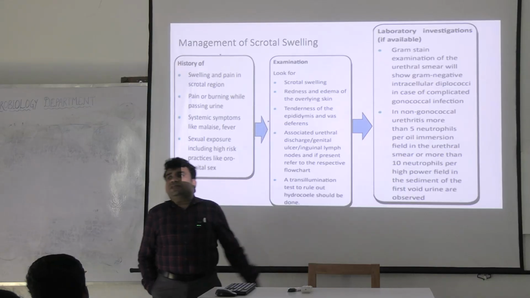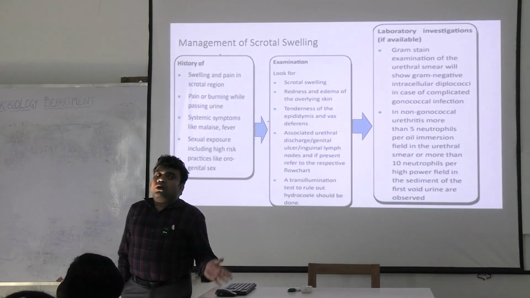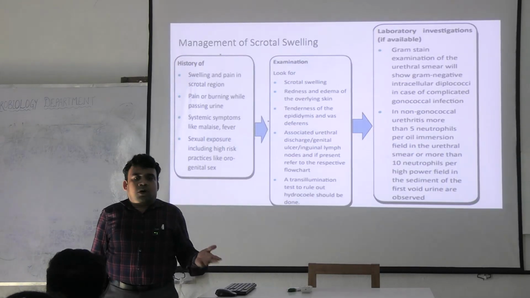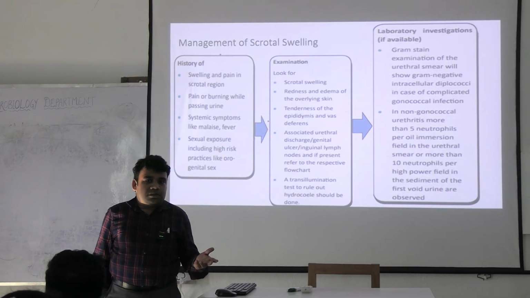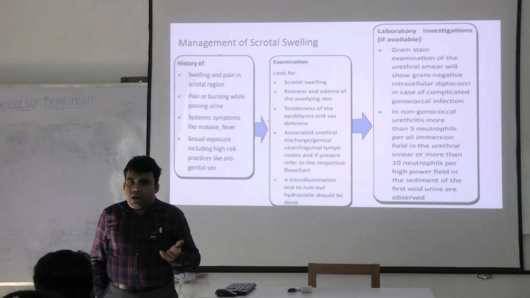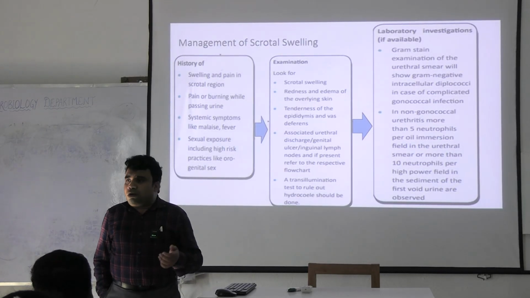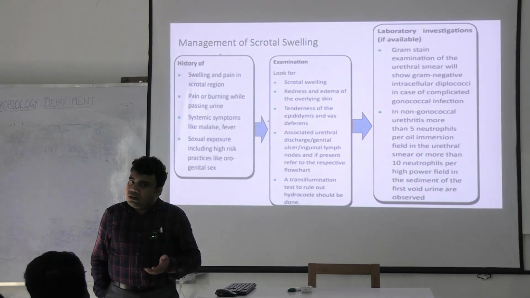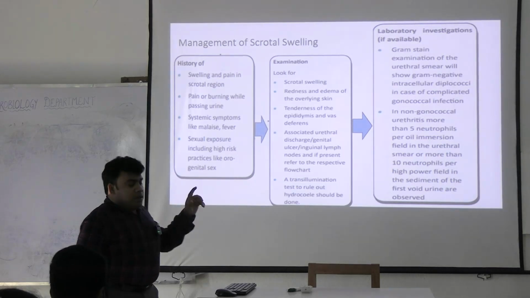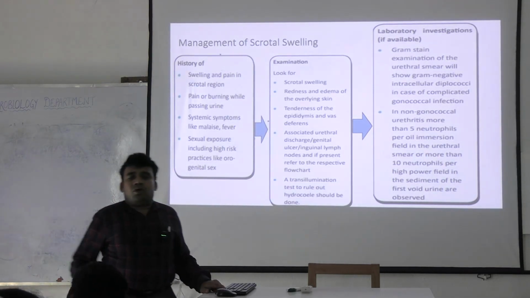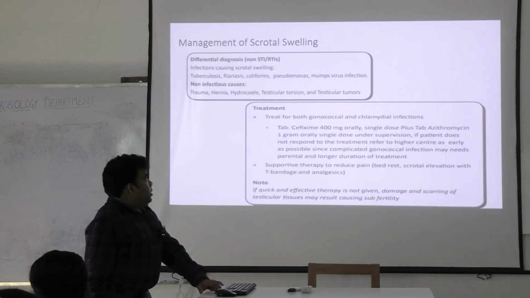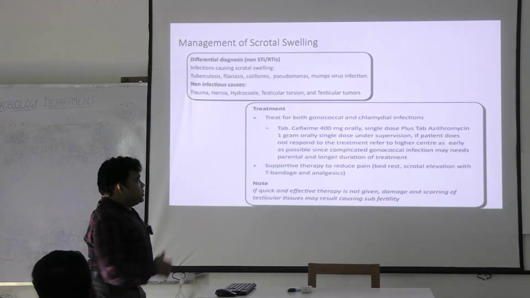Furthermore, if there is pain in the testis, you need to confirm the cause. Common causes of pain in the testis are testicular torsion and trauma. How can we rule them out? By taking the history. So those have to be excluded. Next, obviously, for gonorrhea and chlamydia the diagnostic methodology is the same. These are the differential diagnoses.